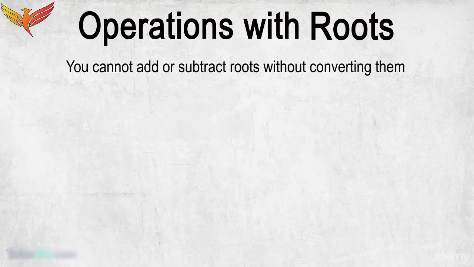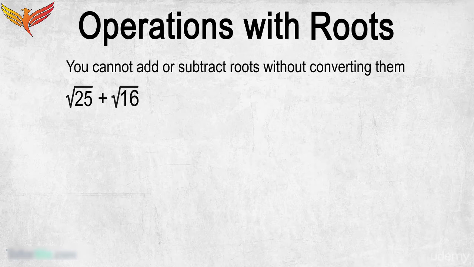You cannot add or subtract roots unless they have the same number under the radical. So in the case of the square root of 25 plus the square root of 16, the answer is not the square root of 41. Instead, the answer is 5, the square root of 25, plus 4, the square root of 16.